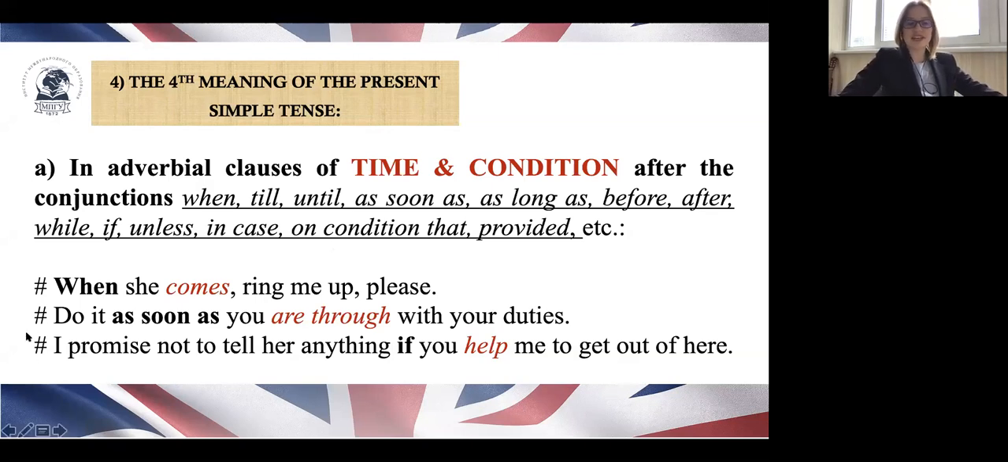Right, John? Good. In the third example: I promise not to tell her anything if you help me to get out of here. So in this case, do we have the time or condition? And pay attention that we again use the present indefinite tense here in this part: if you help me to get out of here. Condition. Okay, general. Right, you are. Because here we speak about certain circumstances, certain sentence, certain context that helps us to understand it.